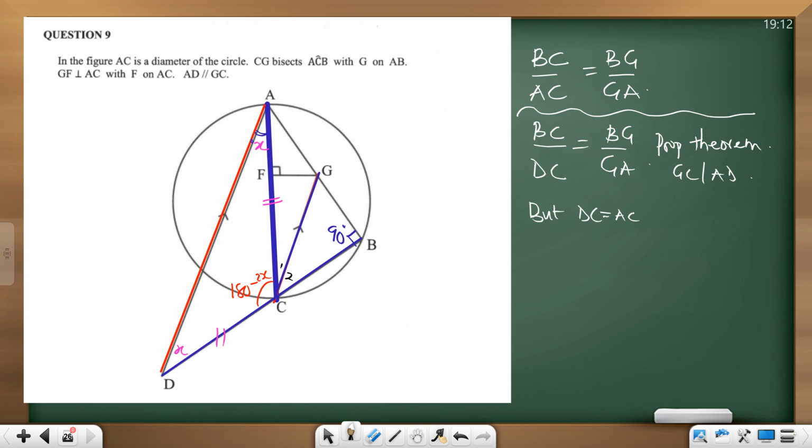But DC equals AC. Opposite sides are equal, and we proved that it's isosceles earlier on. So now I am working with the sides. Therefore, BC over, instead of writing DC, what do I write? AC equals what? BG over GA. Proven. Did that make sense?